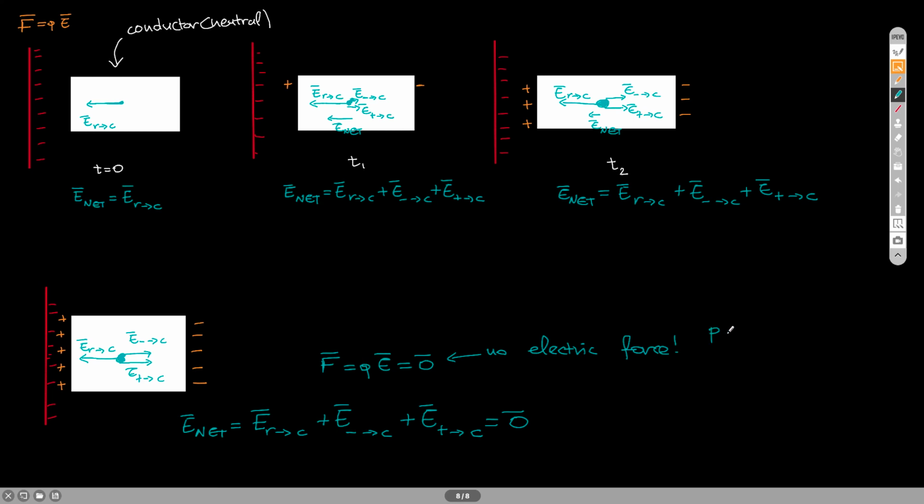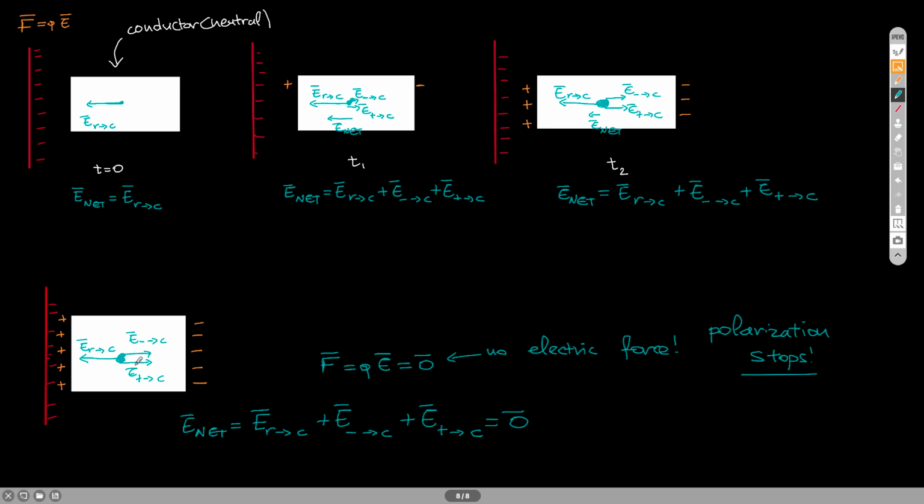Polarization at this point stops, and that's because now the polarization of the conductor has completely cancelled out the electric field from the rod inside the conductor. Now, as you can see, starting at t equals 0, I start with a strong net electric field inside the conductor, a smaller net electric field, even smaller, and then it gets to 0.